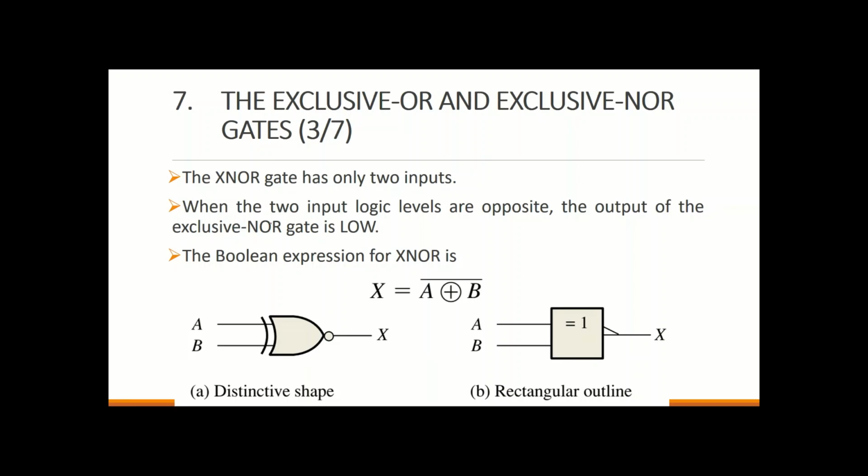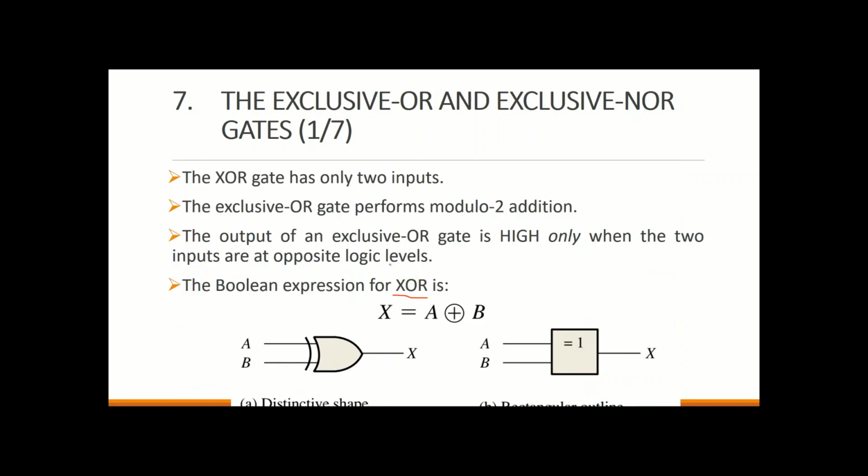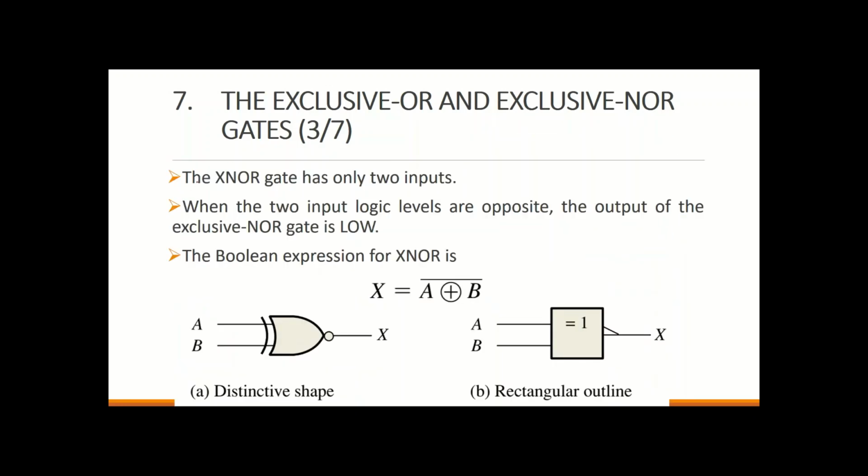Negation of an OR gate is NOR, but we have an exclusive type which is called exclusive NOR, XNOR. We refer to the exclusive OR as XOR, and for the exclusive NOR, we refer to it as XNOR.